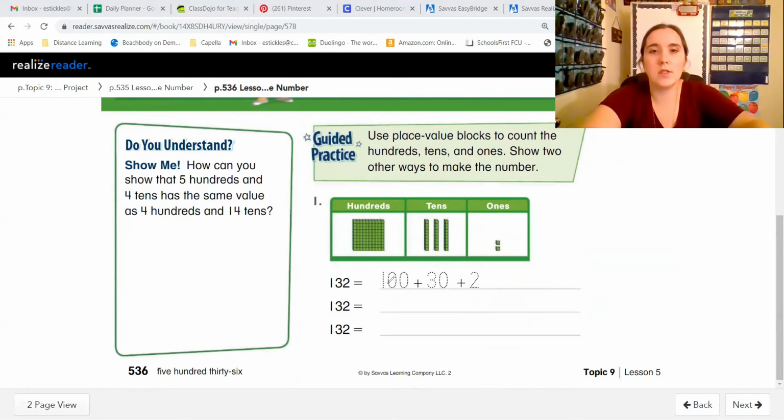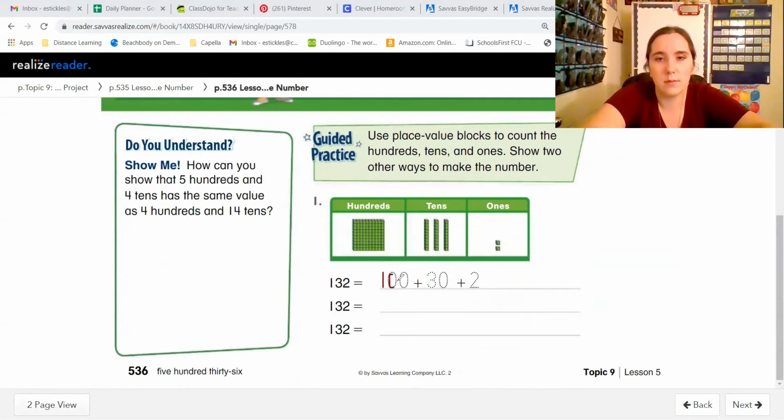So let's see, how many hundreds do we have? We have 1 100 flat, so that's 100. And then how many tens do we have? 3 tens, which is the same as 30. And then how many ones do we have? 2. So it is showing 132, which is the same as 100 plus 30 plus 2.